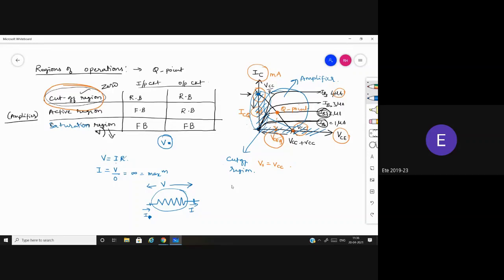Then R is equal to 0. What will be the voltage? Infinity, sir. So infinity. 0. Zero, that means you should have a resistor to have a potential difference.